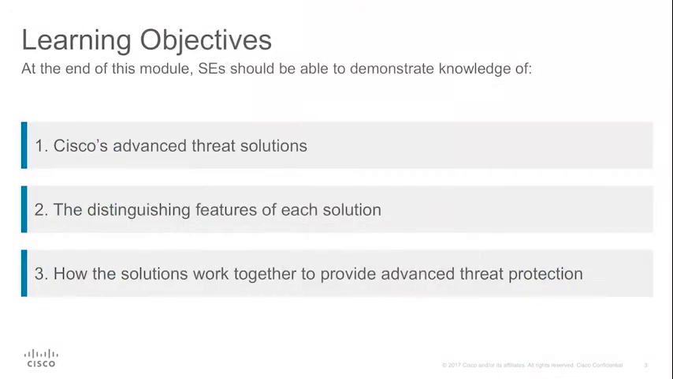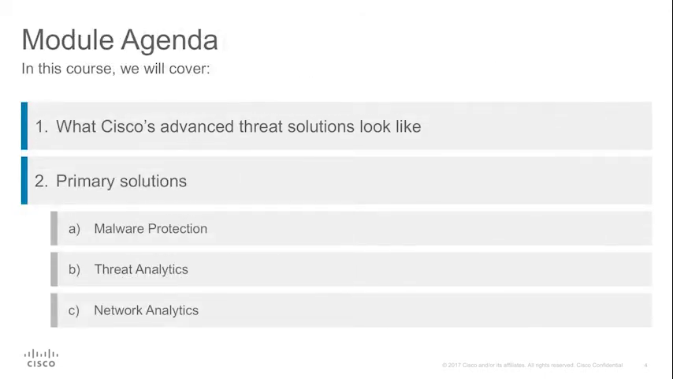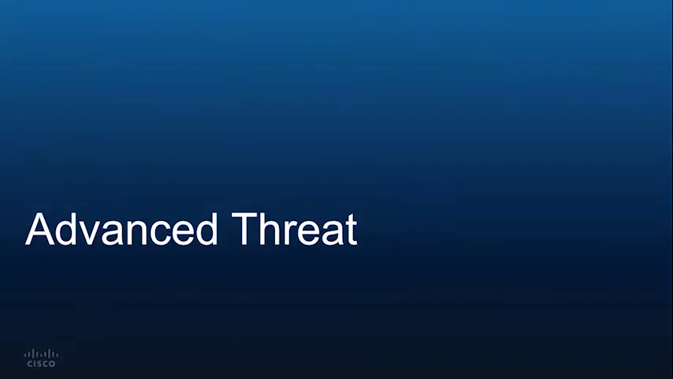At the end of this module, systems engineers should be able to demonstrate knowledge of Cisco's advanced threat solutions, the distinguishing features of each solution, and how these solutions work together to provide advanced threat protection. In this course, we will cover what Cisco's advanced threat solutions look like, primary solutions including malware protection, threat analytics, and network analytics.